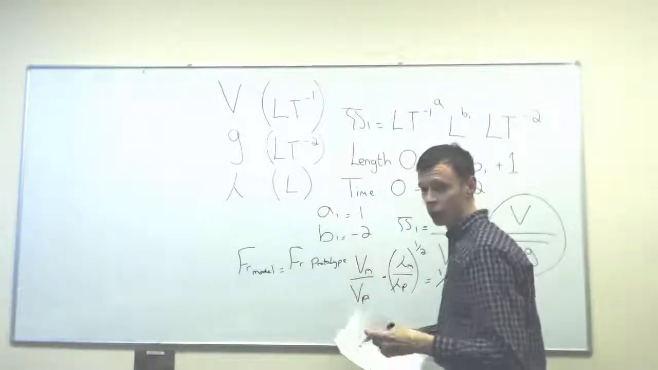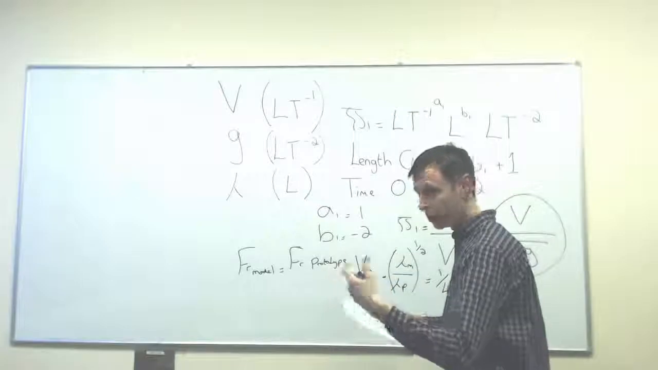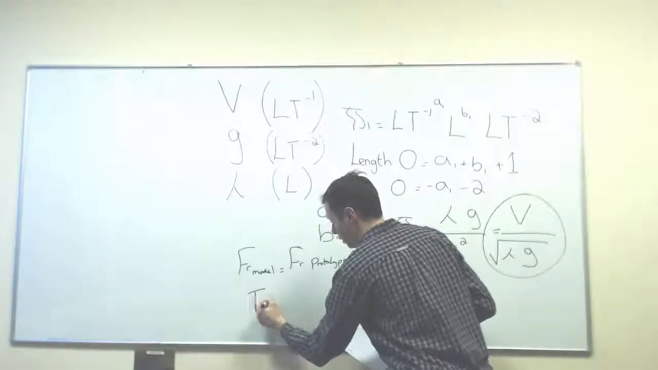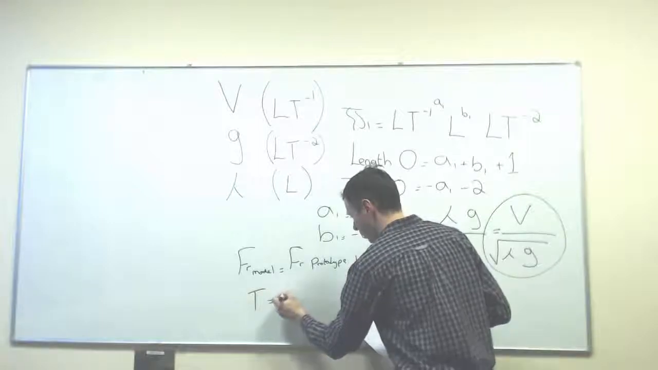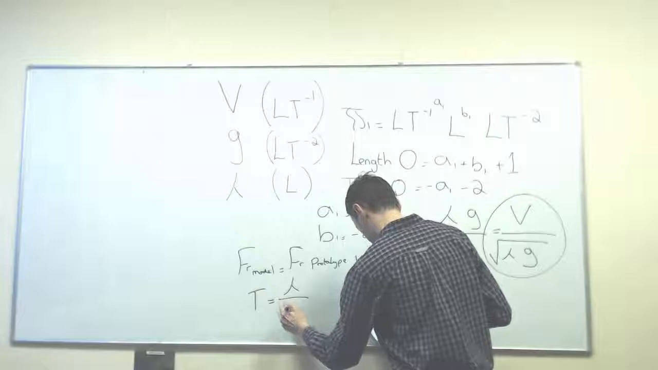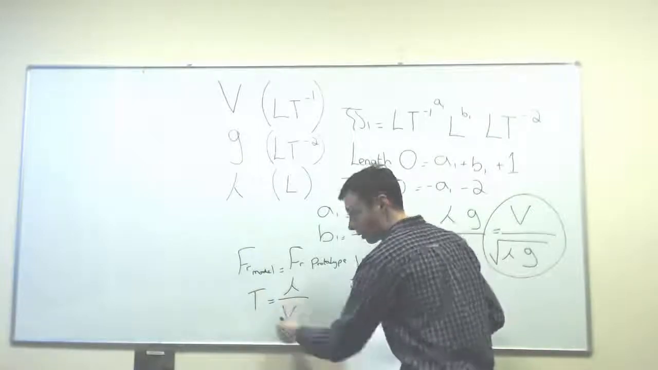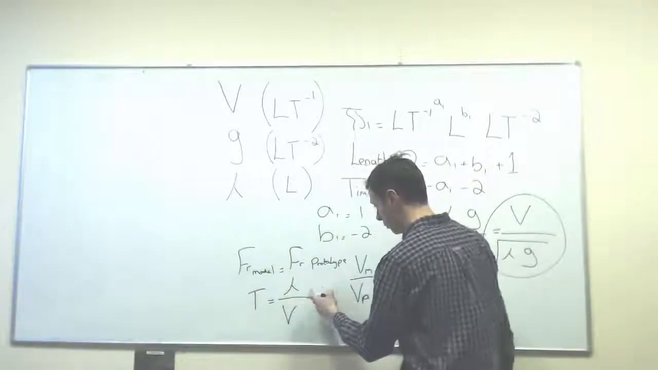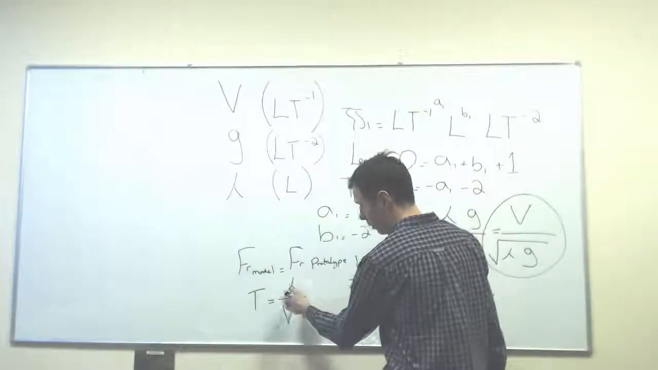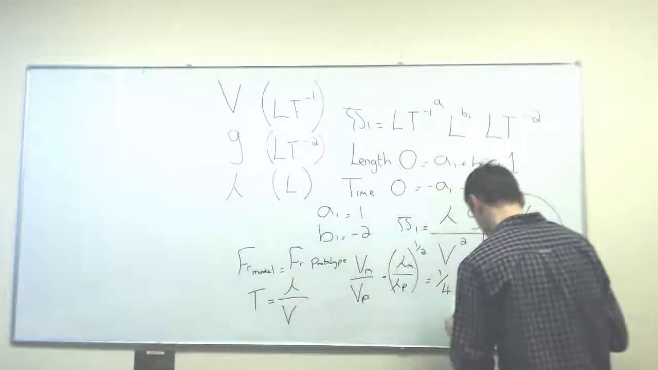And then the last part of the question talks about the period, so that's the time scale. So the period T equals the wavelength over the velocity. It's dimensionally the same: length times length to the power of minus 1, so equate the dimensions, it's the same.